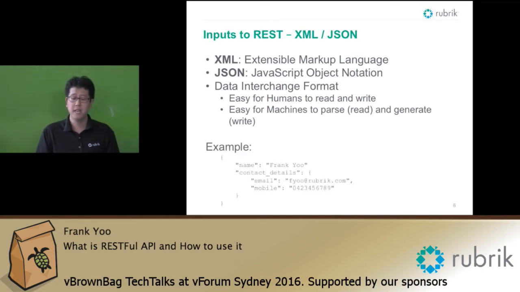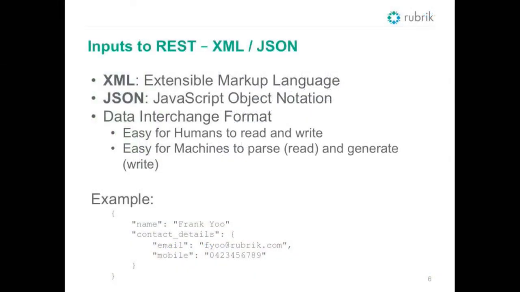So as an example, if I take myself as a JSON format, my name is Frank Hu. My contact details may have two subsets, one of them an email, one of them a phone number. As you can see, my official company email is there, and yes, unfortunately my name is Frank Hu. We take the first character of my first name and the last name together, so it's fu@rubrik.com. And of course I've got my mobile number, 0423, and so on. So that is a simple example of what JSON looks like.